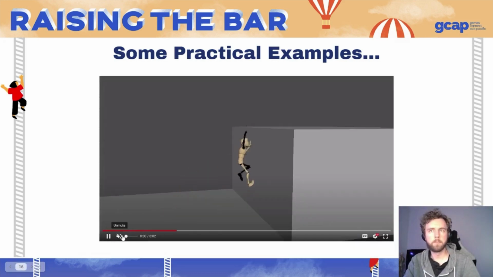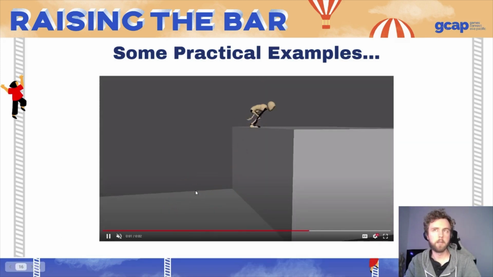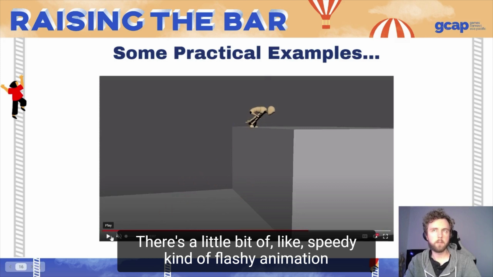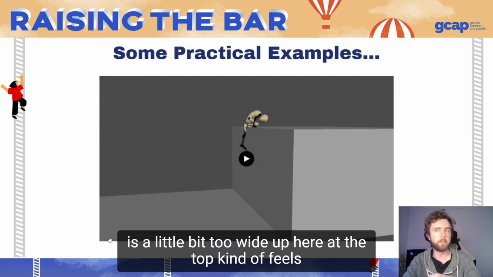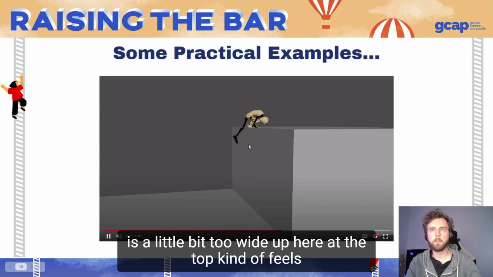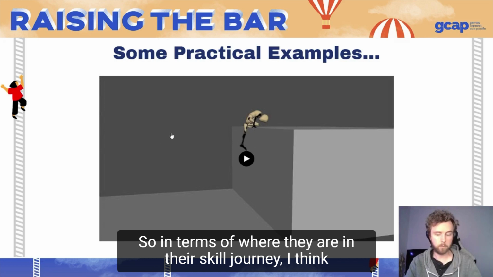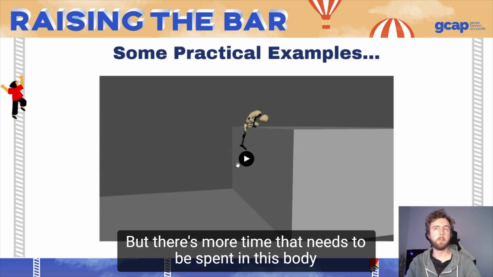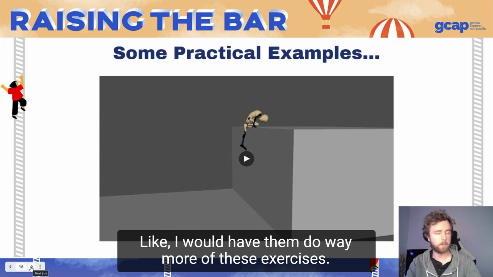Here's another example, right? I think this is a pretty good attempt, really showing some good running, and there's some good contact with this wall. There's a little bit of speedy, flashy animation going on here, but when I say flashy, I mean the space between each pose is a little too wide. Up here at the top, it feels like a jumble of limbs. In terms of where they are in their skill journey, I think they're quite far along and have a good understanding of the basics. But more time needs to be spent in this body mechanics section, and I would have them do way more of these exercises.